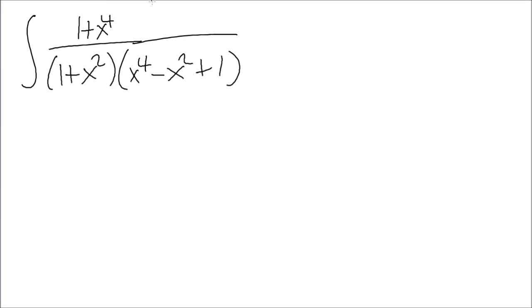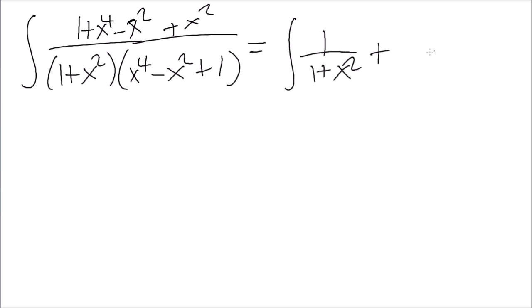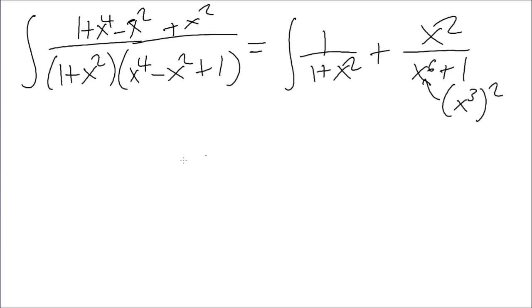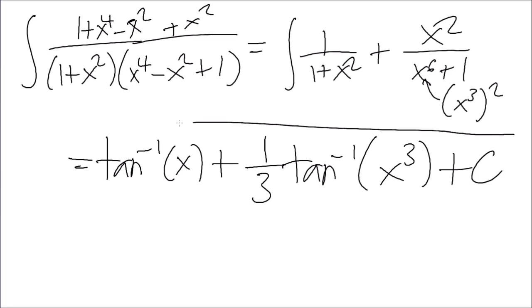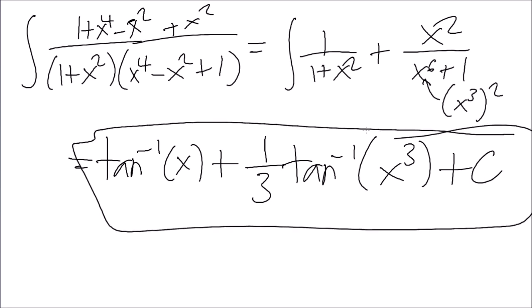Right, so you have 1 plus x to the 4. Then I would want to do minus x squared plus x squared. Oh, okay, never mind. So then this would be 1 plus x squared over x to the 6 plus 1. This is good because this can become x cubed squared. So what I have now is inverse tangent of x plus 1/3 of inverse tangent of x cubed. I think that's the answer.